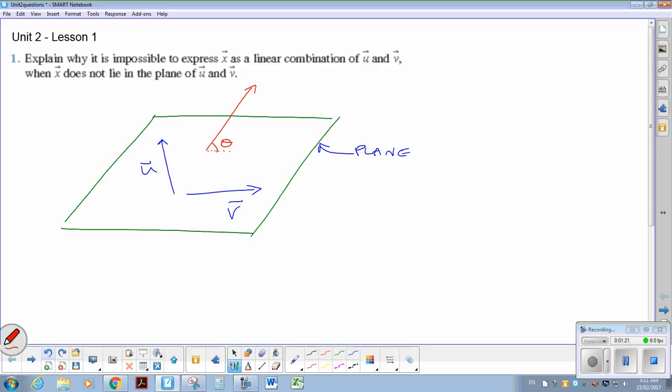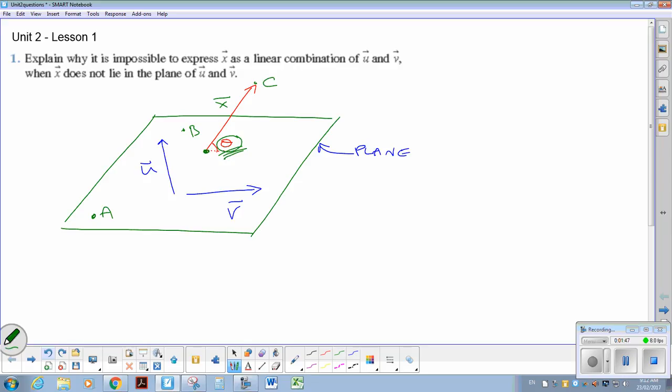In order to get from the starting point here to the top of vector x, I need to have some component that takes me off the page. Vectors u and v can move me anywhere on this page from point A to point B, but because they lack an angle that comes off the plane, it is impossible for them to get me to point C.